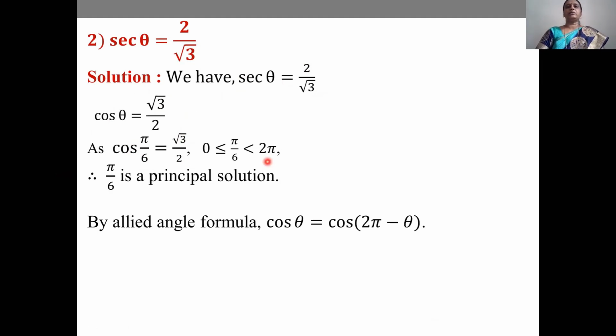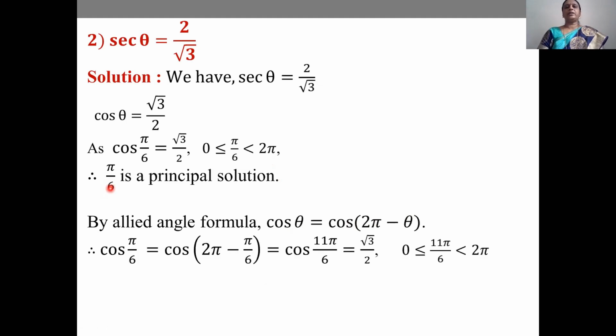To find the next solution, use again the allied angle formula cos theta is equal to cos 2 pi minus theta. In this equation, put the value of theta as pi by 6. After putting the value of theta as pi by 6, we get cos pi by 6 is equal to cos 2 pi minus pi by 6. After simplification, this is the angle of 11 pi by 6. And see, cos pi by 6 and cos 11 pi by 6 are equal. Therefore, the value of cos 11 pi by 6 is also root 3 by 2.